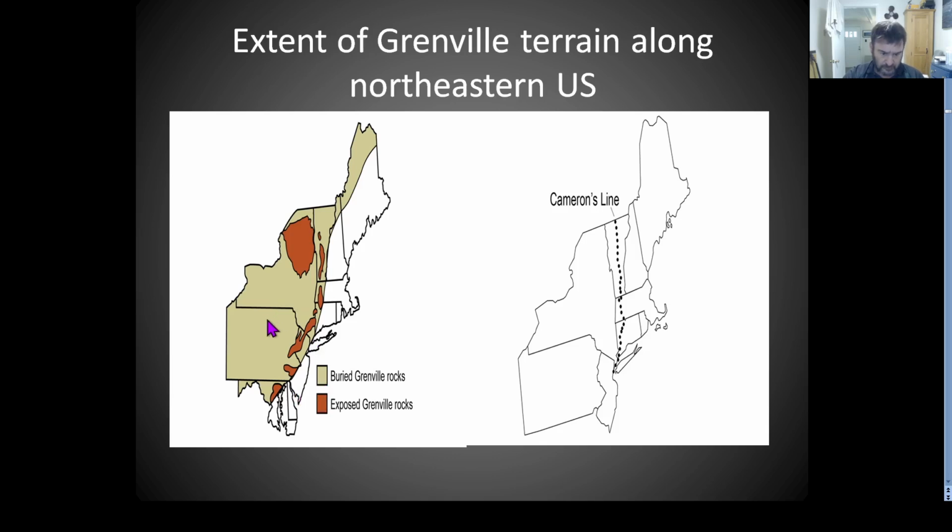This weird yellowish mustard color is buried, and then the brown is where they actually stick out, and you can physically go and touch them. The Berkshires have some, the Green Mountains have some, the Adirondacks are all Grenville terrain, and that's why we say the Adirondacks are not part of the Appalachian orogeny. They are twice as old, and the sediments are different. They are just different in every single form. So it is a misnomer that the Adirondacks are part of the Appalachians.